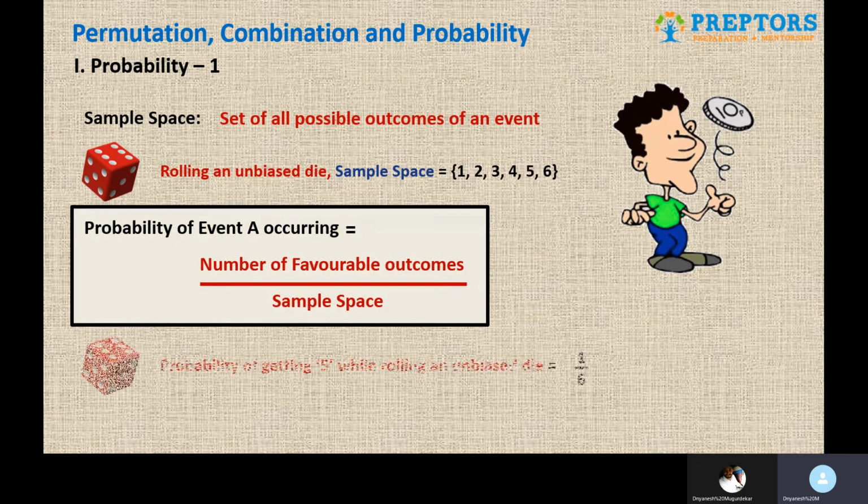So using this formula, one simple example: probability of getting a 5 while rolling an unbiased die. Getting a 5 becomes your favorable outcome, and obviously getting a 5, there is just one possibility of that, and hence in the numerator we have written 1 divided by the sample space. Sample space in case of rolling an unbiased die, you know already it is 6. So probability of getting a 5 while rolling an unbiased die is 1 by 6.